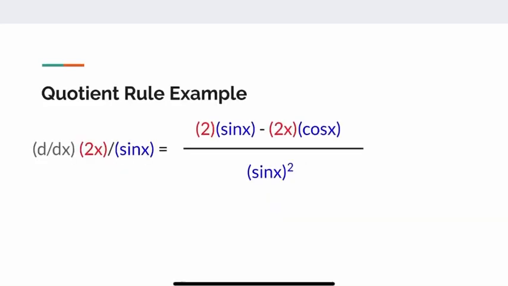For this one, we use the same 2 equations, 2x and sine of x, but it's 2x over sine of x. We're trying to find the derivative of that rather than multiplying them. So for this one, you have to find the derivative of the first equation first, and then multiply by the second equation, leaving it alone, and then do the opposite, subtract that. It always is subtract, and then leave the second one alone, put it over that squared.